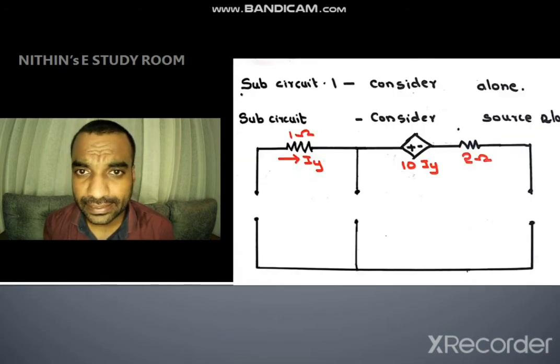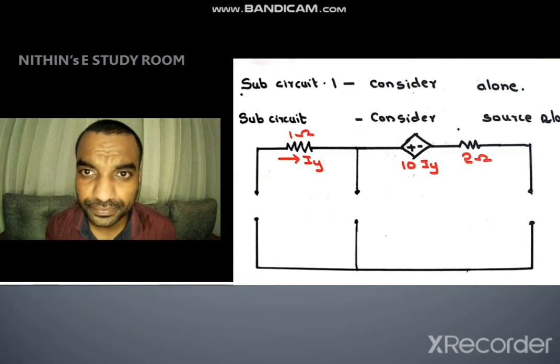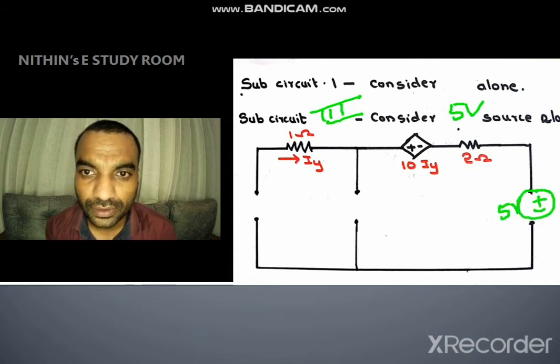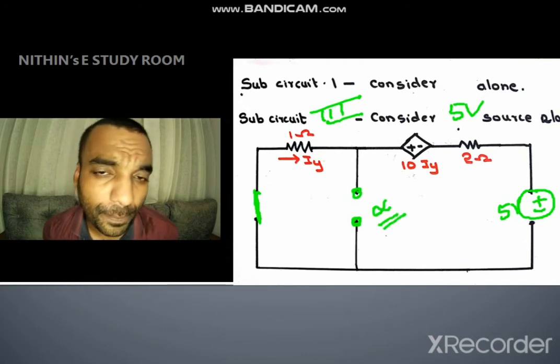Okay, now we are moving to the third sub circuit. In the third sub circuit, you are considering the 5 volt voltage source alone. So this was the 5 volt voltage source, and you have to suppress the other sources. This is a voltage source, so you have to suppress it with a short circuit, and this is a current source, so you have to suppress it with infinite resistance or open circuit.